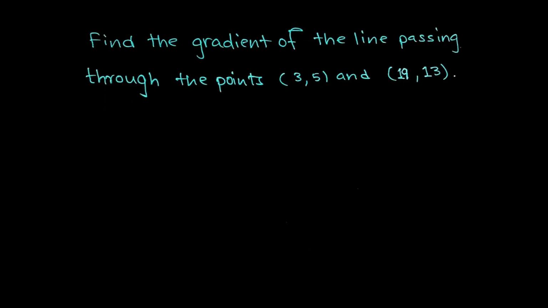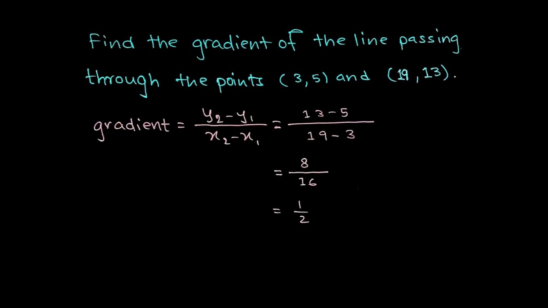Now let's check out an example. Let's find the gradient of the line passing through the points 3, 5 and 19, 13. The gradient means (y2 minus y1) divided by (x2 minus x1). y2 minus y1 is 13 minus 5, which is 8, and x2 minus x1 is 19 minus 3, which is 16. Therefore, the gradient comes to 1 by 2 or half.